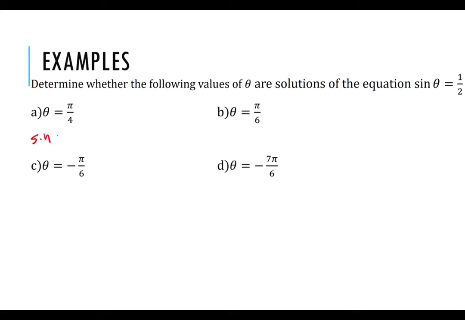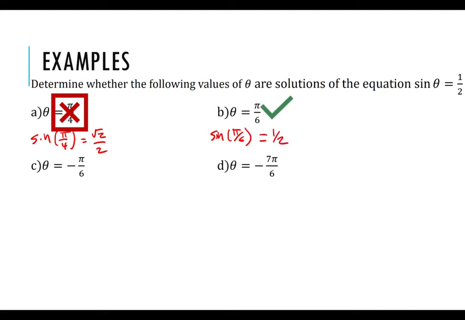Well, let's evaluate sine of pi fourths. But sine of pi fourths is root 2 over 2. That's not a half, which means that pi fourths is not a solution. Well then, I've got sine of pi sixth. Sine of pi sixth is 1/2, and that's exactly what we need, and so that works out. Then let's try sine of negative pi sixth. But sine of negative pi sixth is going to be negative 1/2, but that's not going to work, so that's out.